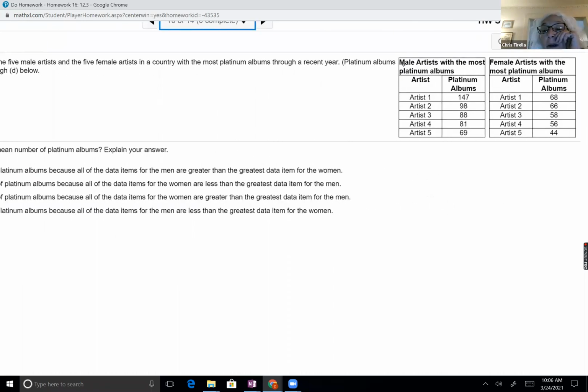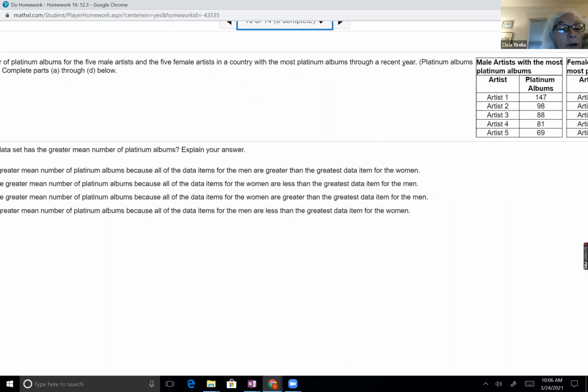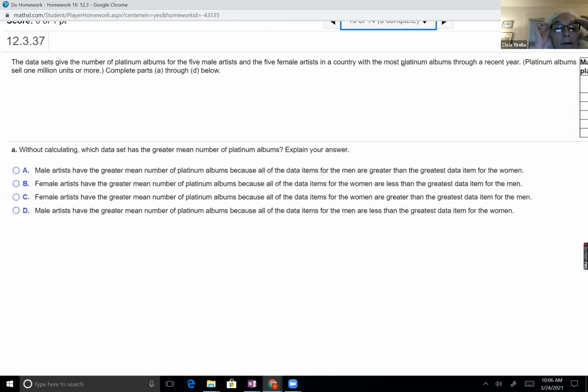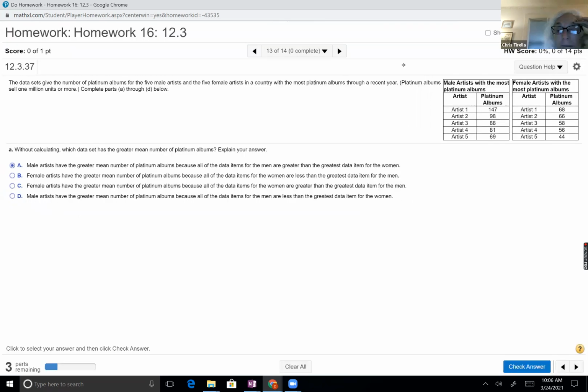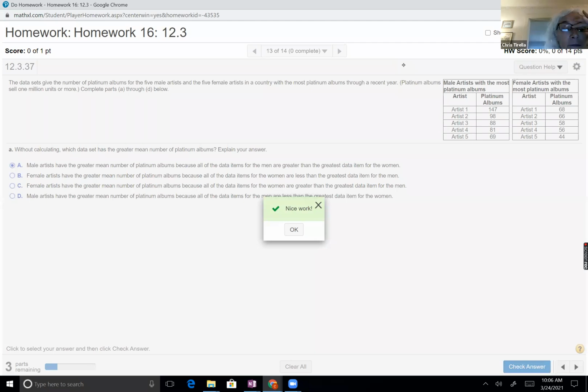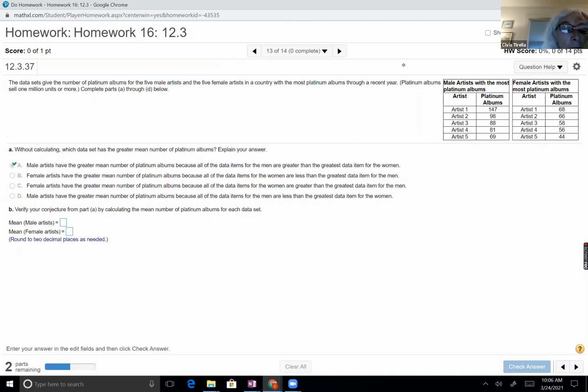So as I look at the values for the men, do you notice how they're pretty much all higher than the women's values? And so that would be the greater mean. So the male artists have the greater mean because all the data values for the males are greater than those for the females. Verify your conjecture by finding the mean for each of them.